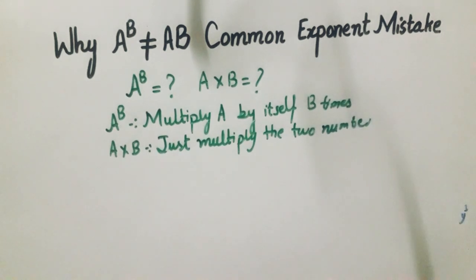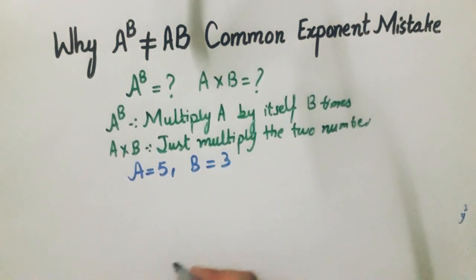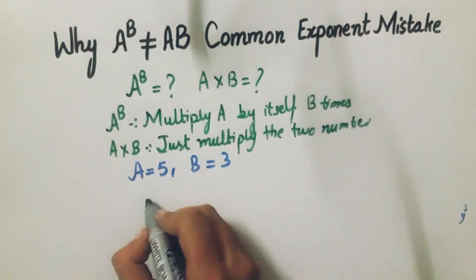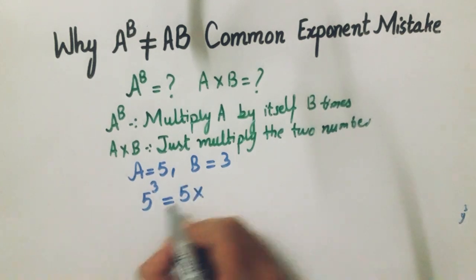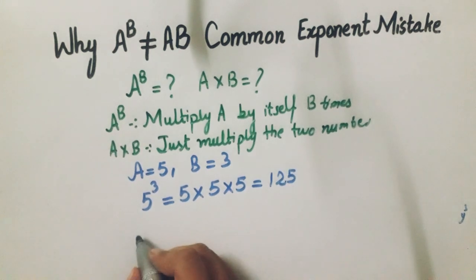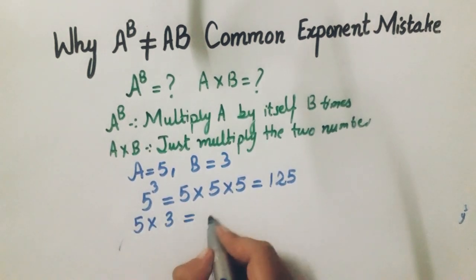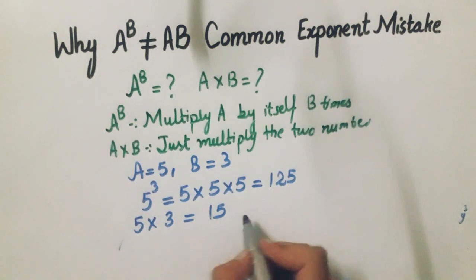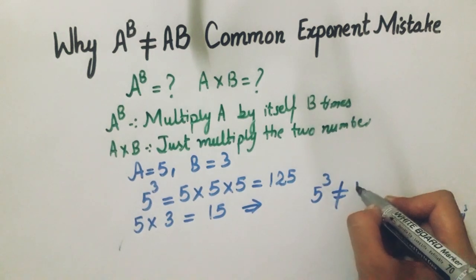Let's suppose you have a equals 5 and b equals 3. So how to solve this? A raised to power b means 5 raised to power 3. It means that 5 is multiplied by itself 3 times. That equals 125. But in general, when we say that a cross b means 5 multiply 3, and this equals 15. So you can see that 5 raised to power 3 is not equal to 15.